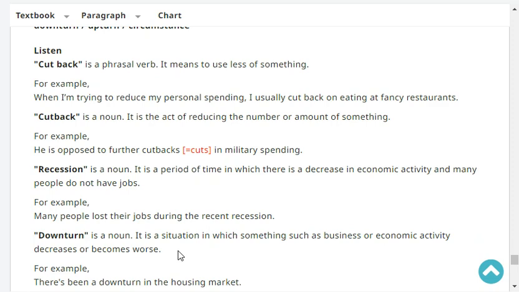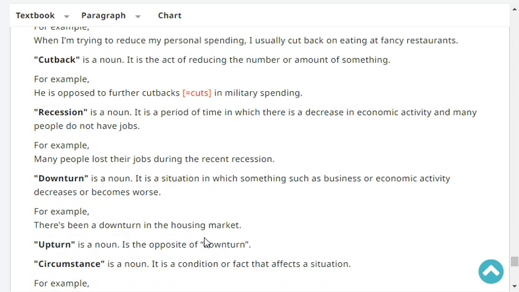Okay, recession is a noun. It is a period of time in which there is a decrease in economic activity and many people do not have jobs or lose their jobs. For example, many people lost their jobs during the recent recession.